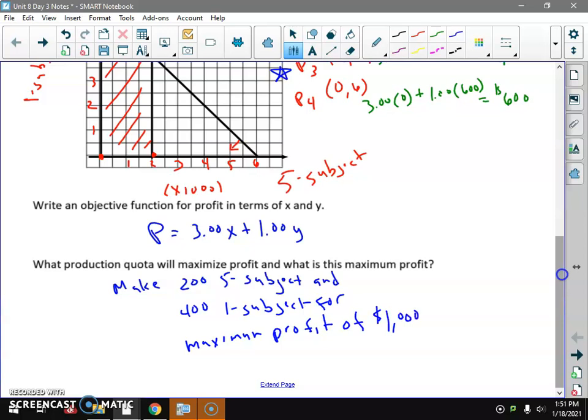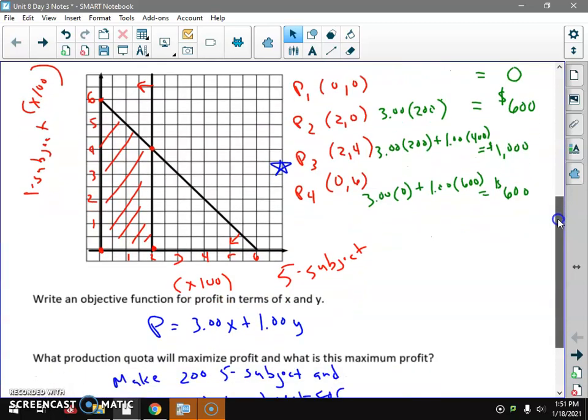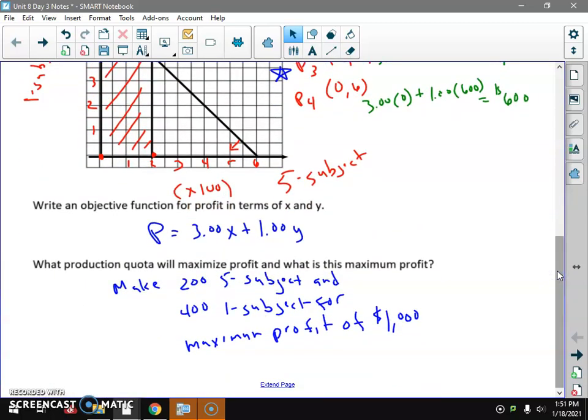Let me go back up and fix this. My graph should have said 100, not 1,000. And the same goes here. All right, nice one to start with, I thought. Pretty easy constraints. Not many of them, easy to find, easy corners, easy vertices. Probably could have answered that question without using this linear programming process, but again, focusing on the process itself.